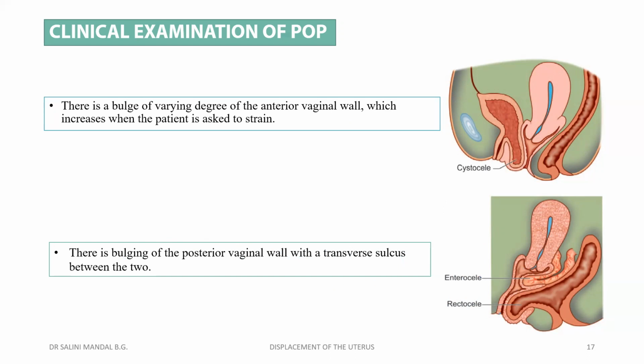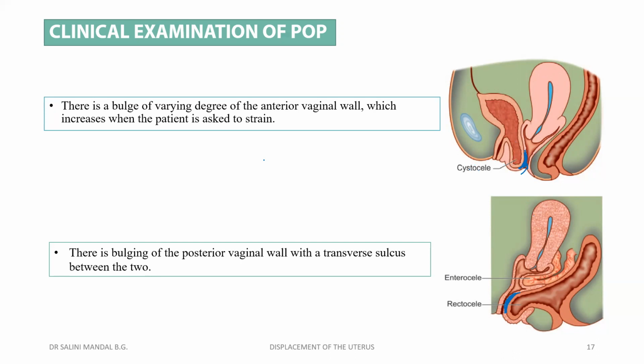You can see when we palpate the posterior vaginal wall, we can feel a bulge in the posterior vaginal wall with a sulcus between the two. This is basically the sulcus, the one in the blue, and there will be a bulge in the posterior vaginal wall. And in the cystocele, when we palpate the anterior vaginal wall, there will be a bulge. So basically, this is what we see in the systemic examination of pelvic organ prolapse.